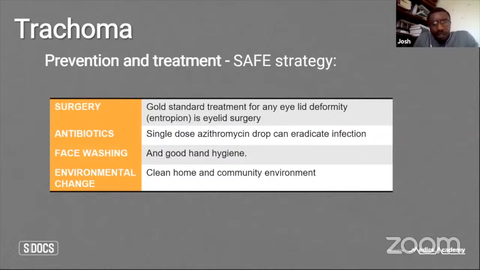But more importantly, in this case, it's still the prevention, because it is so simple: good hand hygiene, good face hygiene, and environmental change, good education within the population to know about how serious this disease is, and that they may unfortunately be carrying it, or be at risk of it as well. So they may just have to observe that good hand hygiene and face washing.